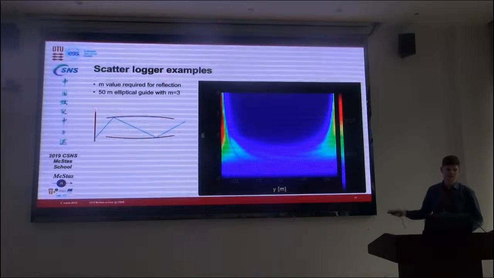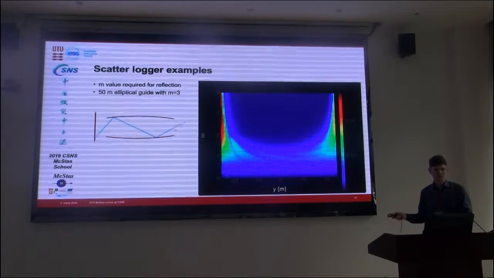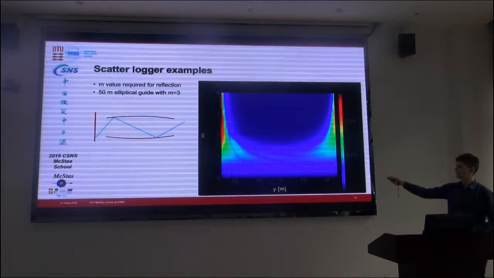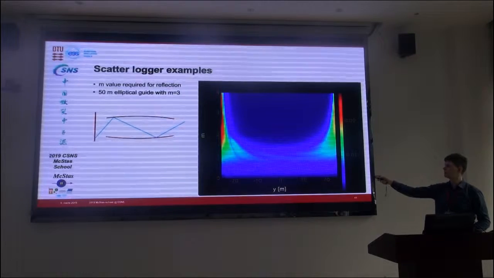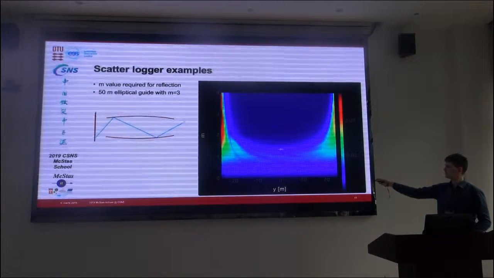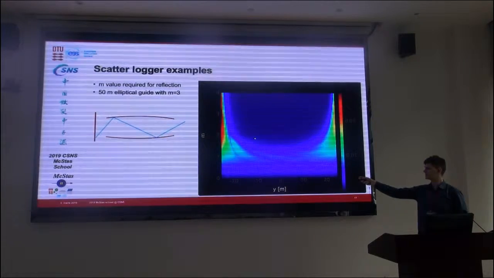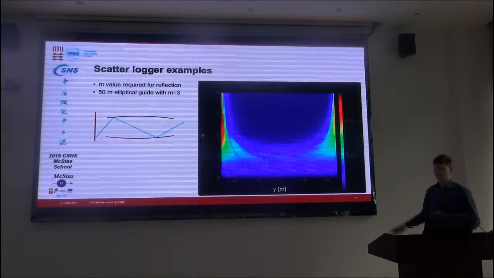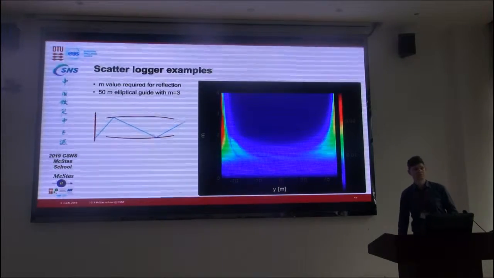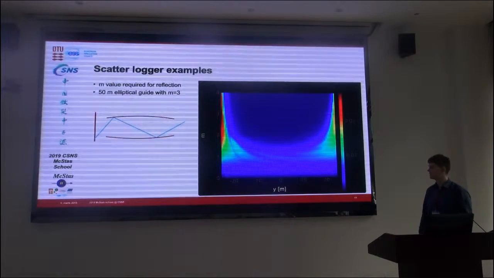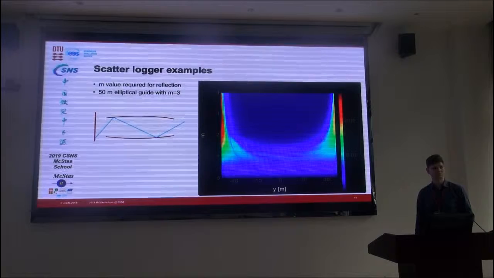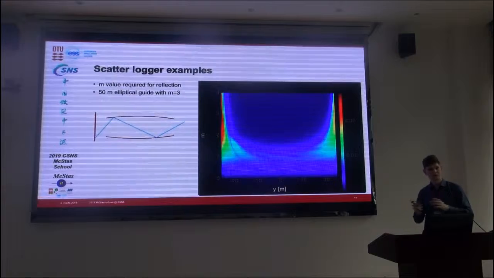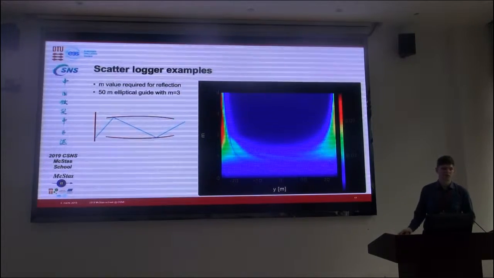And that actually means that the reflections with the side of the guide happen with a lower angle, and we can save some money on M value. So even though this has M equals 3 everywhere, we could just have M equals 1.5 in the middle. Actually, this is a 50 meter guide, and in the middle 40 meters of the guide, we would have a lower M value. And this is one of the reasons that the elliptic guide can be very efficient at transporting over long distances, because all the reflections in the middle happen at very low angles.